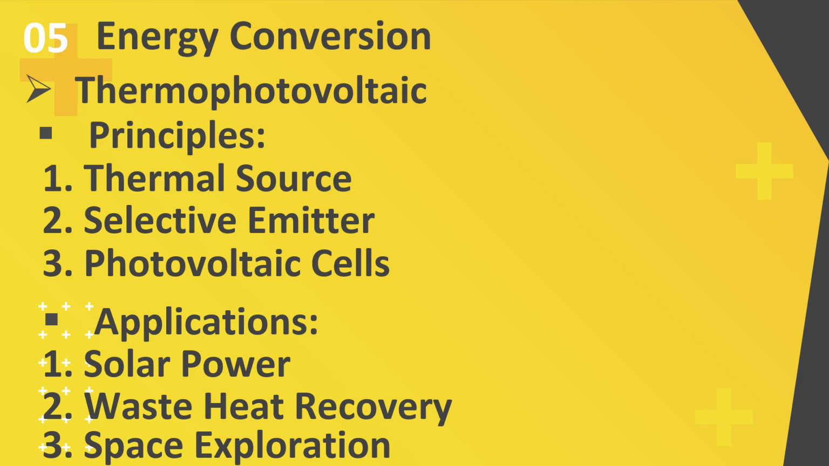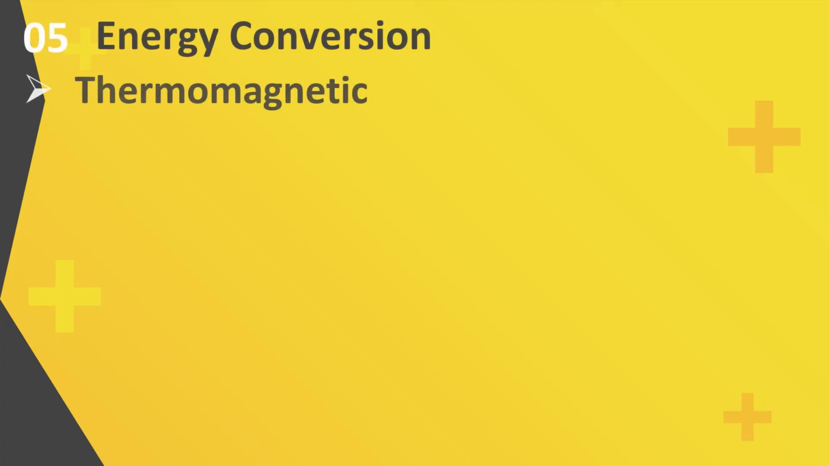Thermomagnetic energy conversion is a process that harnesses the magnetic properties of materials to generate electric voltage in the presence of temperature gradients. This phenomenon, known as the thermomagnetic effect, has been studied extensively for its potential applications in energy conversion and power generation. The principles of thermomagnetic energy conversion are based on the following key concepts.